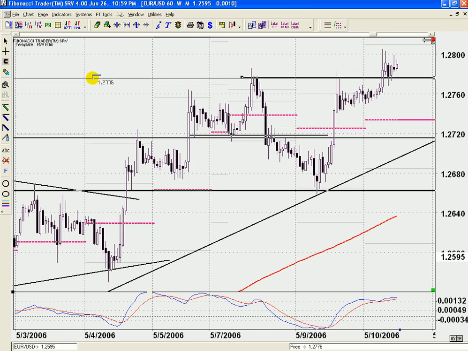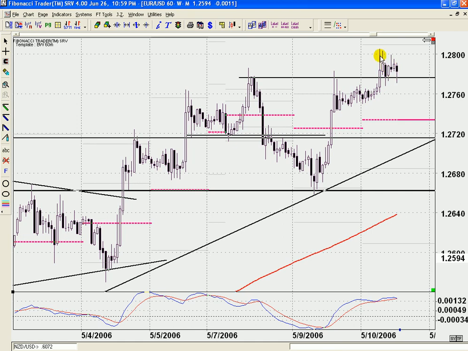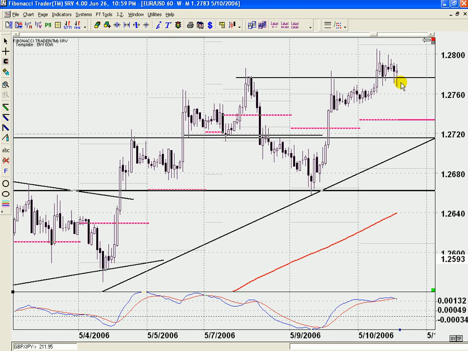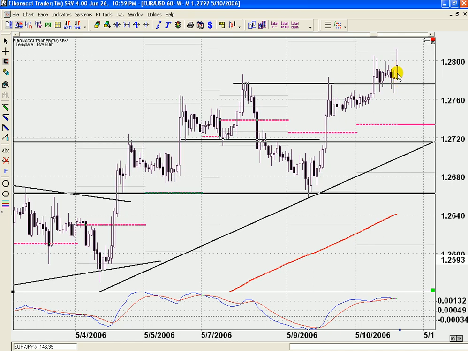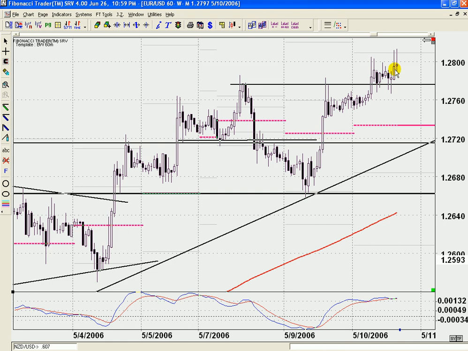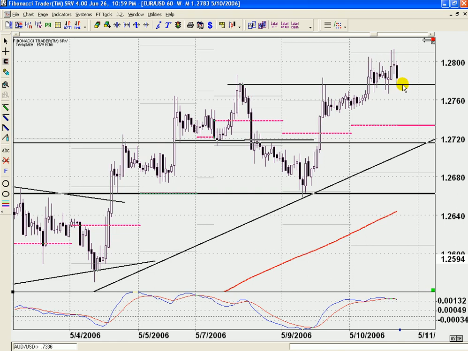you see this 27, no, I'd say about 2775 area. If price breaks through 2775, look at how weak price is getting here. Look at the efforts. It's trying to trade above this level here, the 2775 level, but it is showing considerable weakness, and if it continues to show weakness, then there is an opportunity to sell if it breaks through 2775.